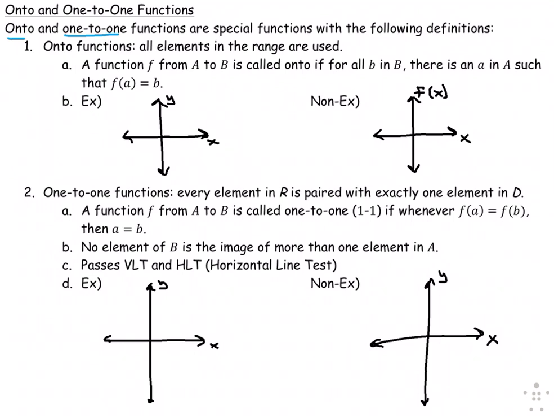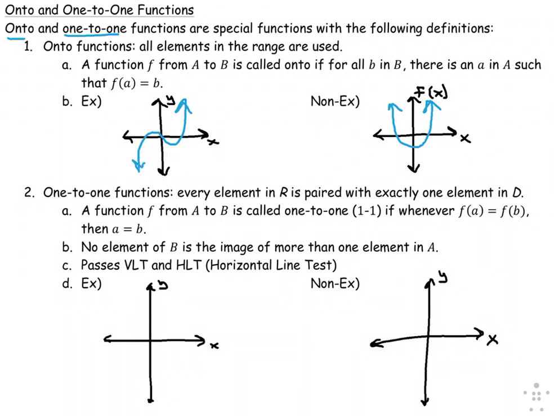So let's take a look at an example and a non-example. In this example, we are looking at an onto function because all values in the range are paired with a domain value. So from negative infinity to positive infinity vertically, every value of y from the y-axis can be mapped to an x value in an ordered pair.